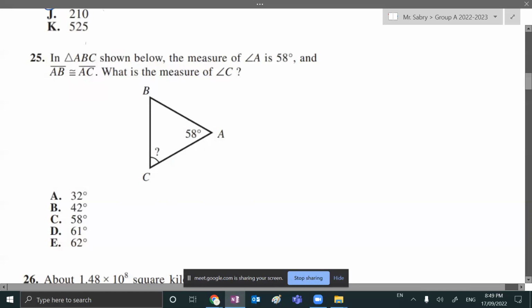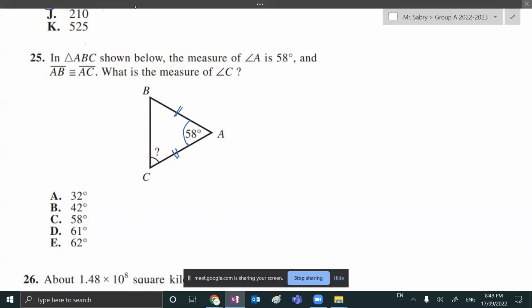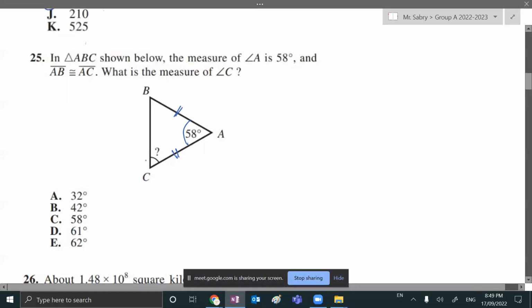Type 25. The measure of angle A is 58. You're given this one, and AB is equal to AC. Now I would highlight AB and AC. I'll just put a line here and a line there. Now since these two sides are equal to each other, which two angles should be equal?